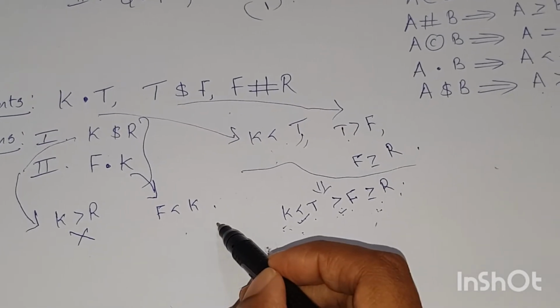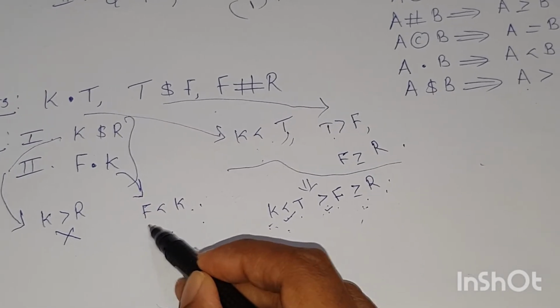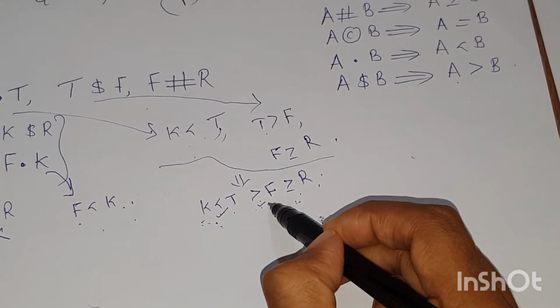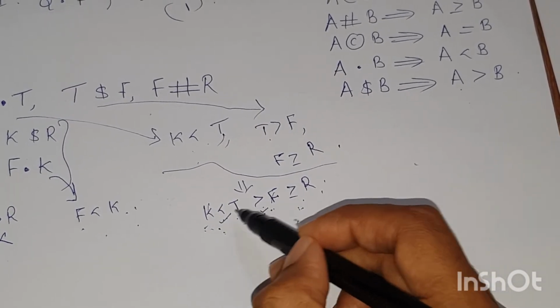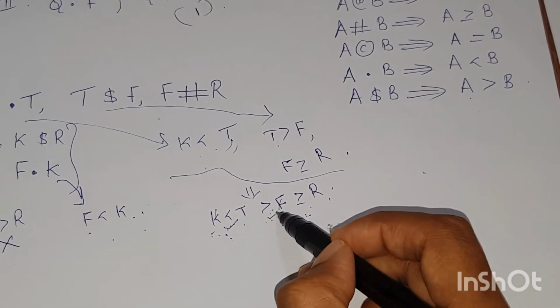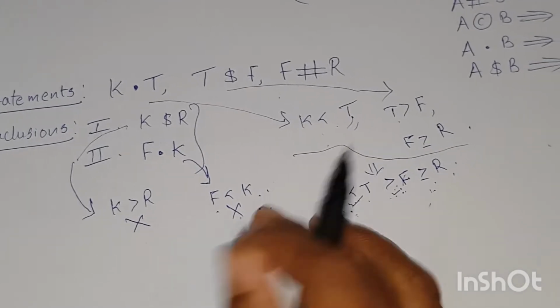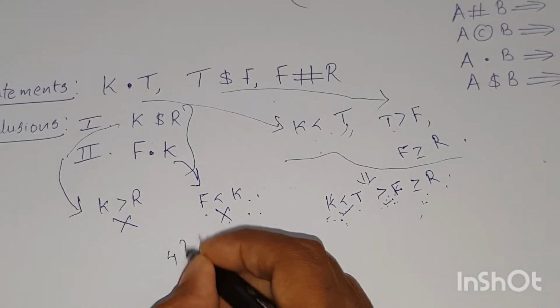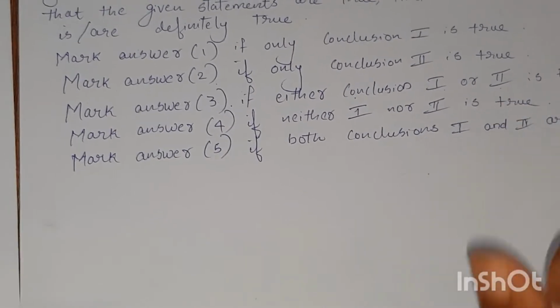Now F is less than K, or K is greater than F. Is K greater than F? No, there is no connection between K and F because the signs are different. Here less than, here greater than. So this is also not true. So the option is 4. Mark answer 4 if neither 1 nor 2 is true.